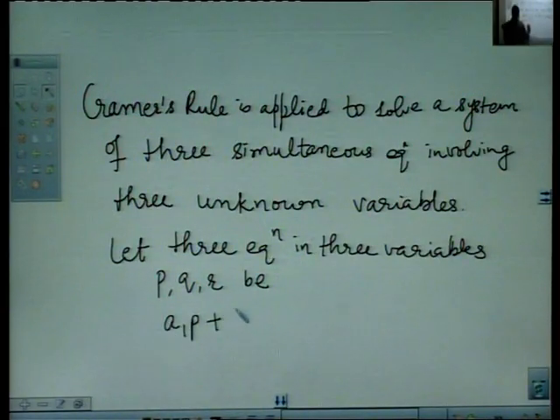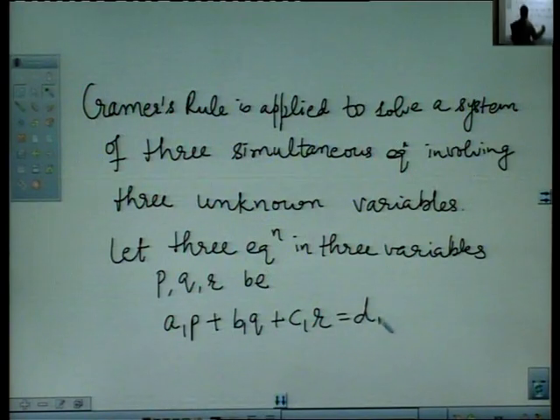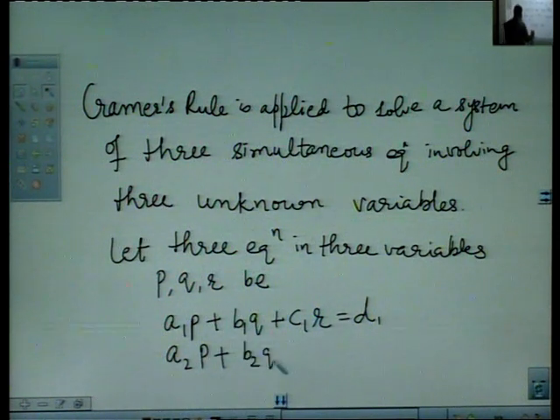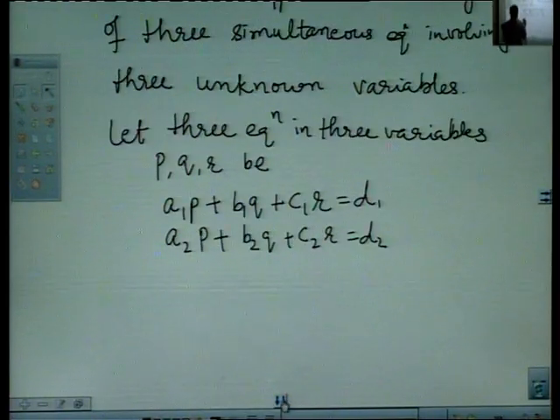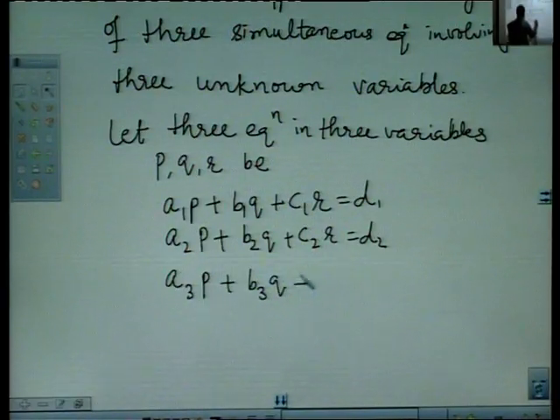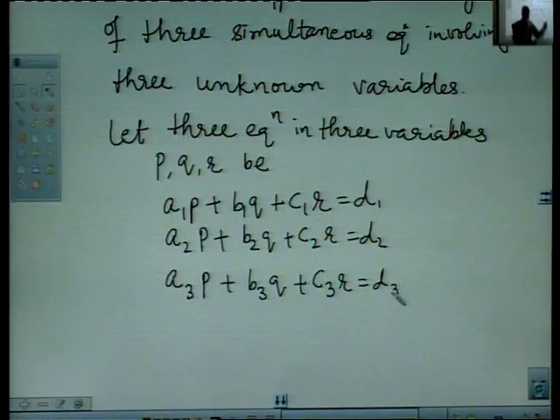A1P plus B1Q plus C1R equal to D1, and the next equation is A2P plus B2Q plus C2R equal to D2, and the third is A3P plus B3Q plus C3R equal to D3.